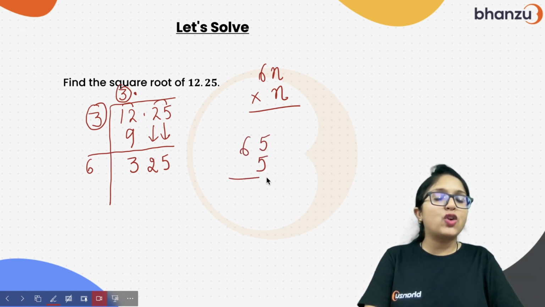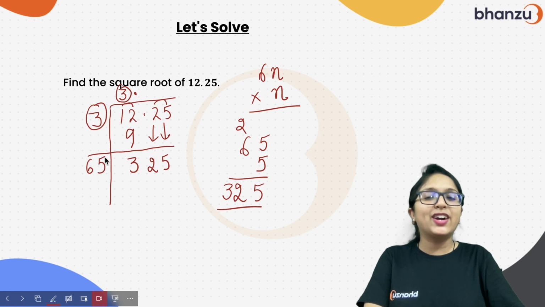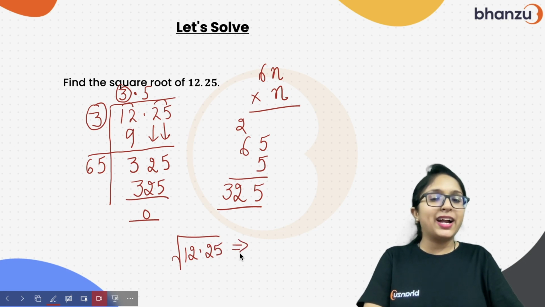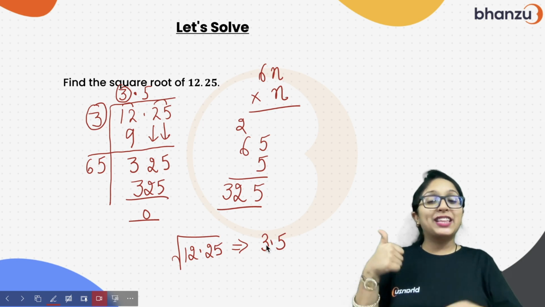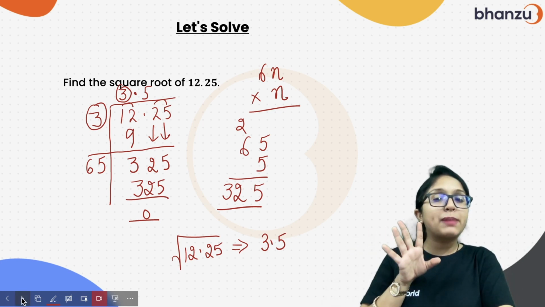65 times 5 is what? 5 times 5 is 25. 5 times 6 is 30 plus 2 is 32. So 5 here, 5 here, and then 325 over here, and there is nothing in the remainder. So I can say that the square root of 12.25 is nothing but 3.5. Yeah, so this was pretty easy. Now I think we should practice few questions to get a mastery over it.